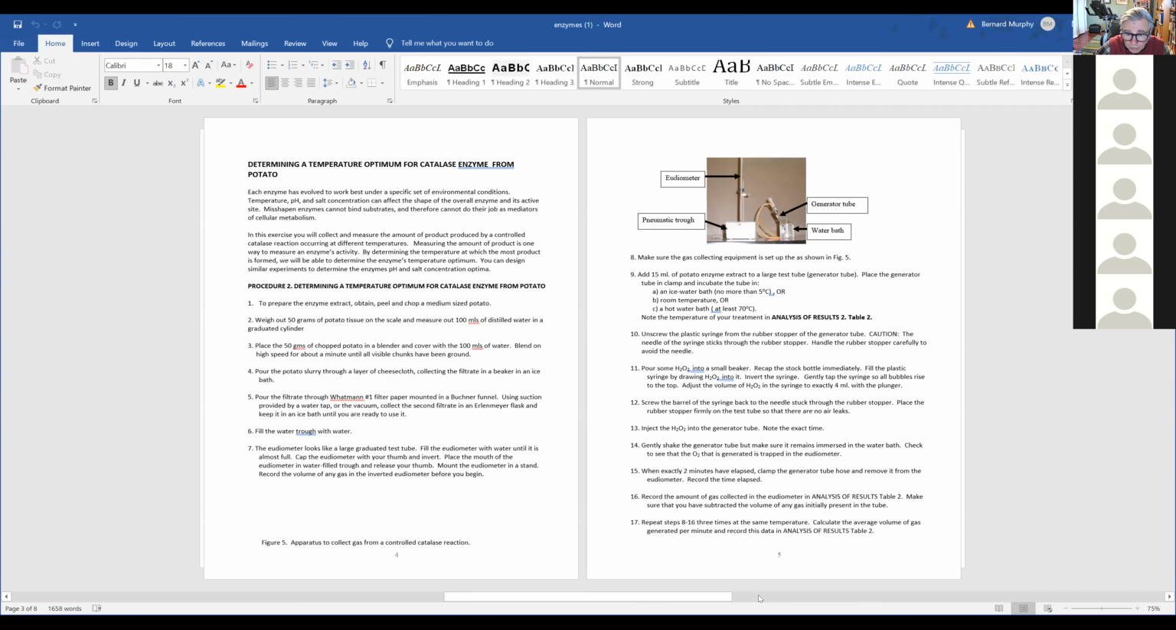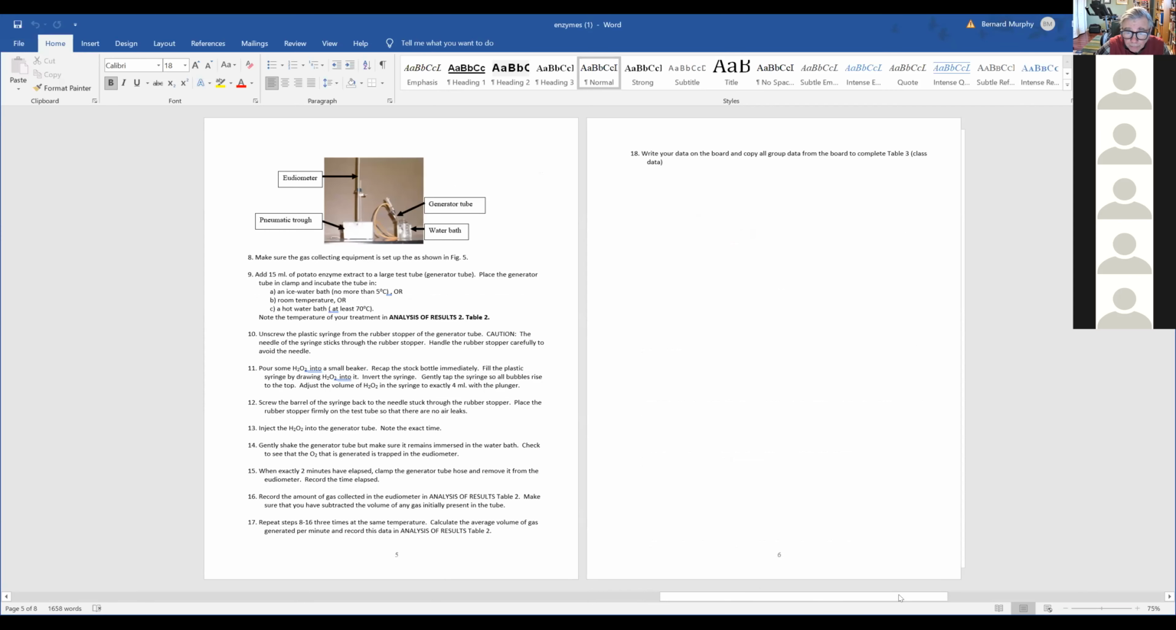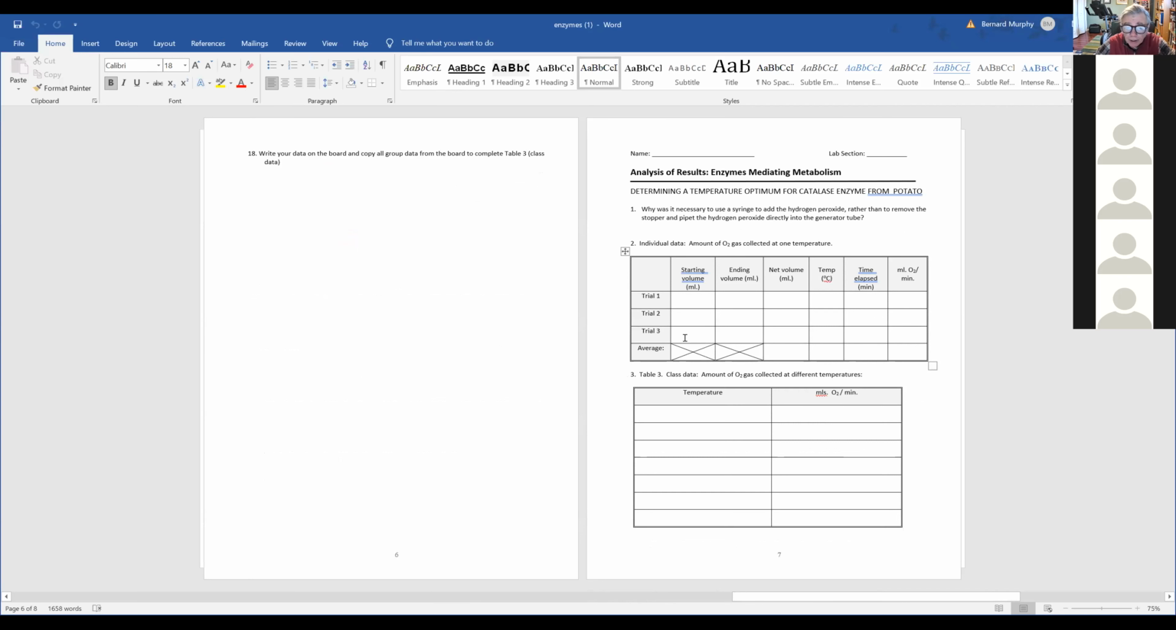So these are all the instructions here, and here is where they wrote down the data. Starting volume was the milliliters of water in the eudiometer when you started. Ending volume was after the 2 minutes. What did it drop down to? Net volume, subtract the starting volume from the ending volume.